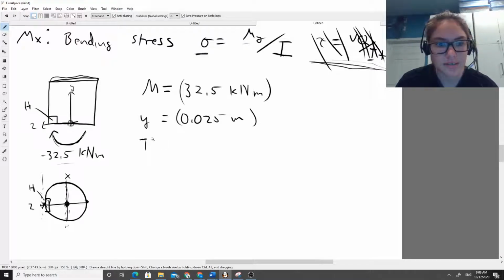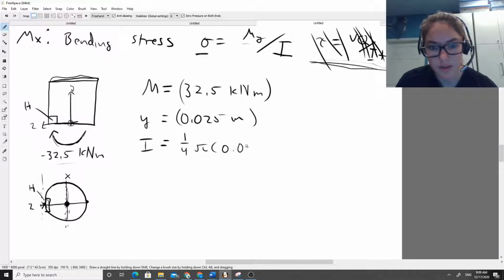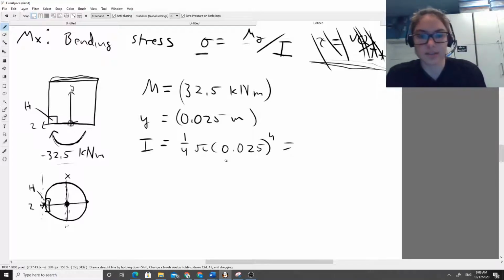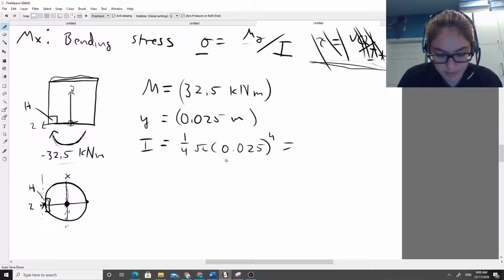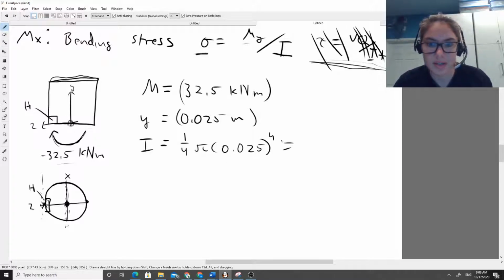And I, again, is your moment of inertia, and that is going to be dictated by the equation. Since this is a circle at the cut plane, it's 1/4 pi r to the 4th. I'll go ahead and solve that right now. r to the 4th times pi divided by 4. We already kind of knew this from a previous problem. It's going to be 3.07 e to the negative 7.